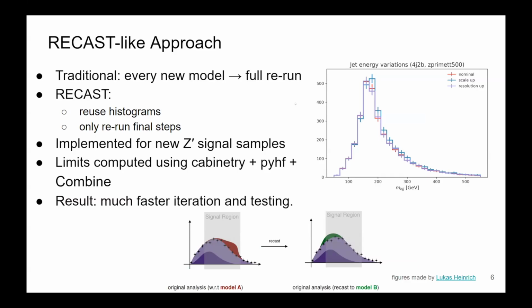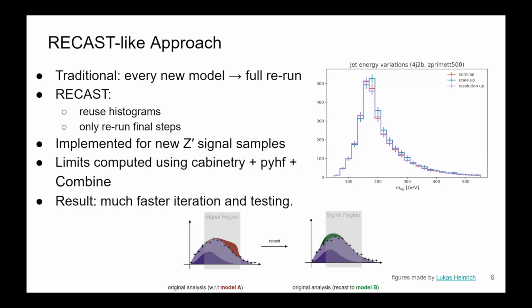Now let's talk about our RECAST-like idea. In the traditional way, when the signal changes, we run everything, but the RECAST way is different. If only the signal changes, for example, we have a new Z-prime mass, we reuse all intermediate results and run only the final statistical step. It makes things much faster and easier to work with data.